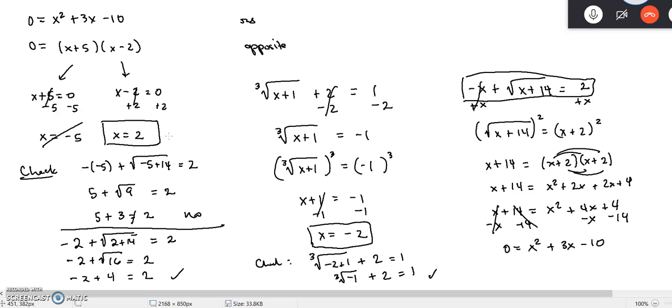If you throw out both of them, that's a problem. You probably want to go back and check your work. One of them should check. Sometimes both of them check. I'm not intentionally going to give you ones where nothing checks. So you should have at least one solution when you finish these.